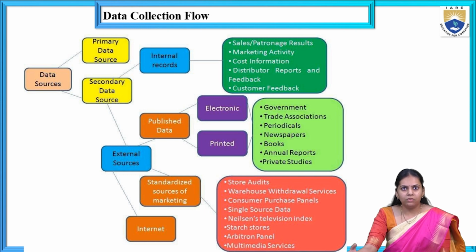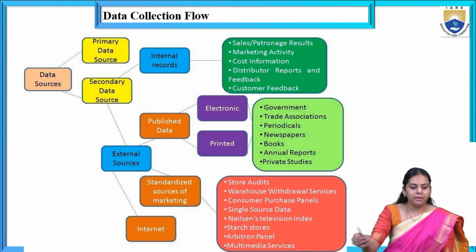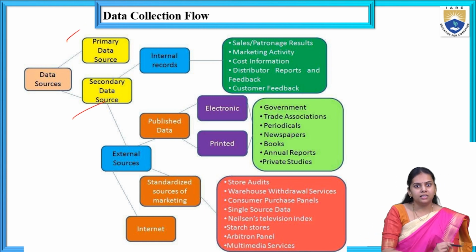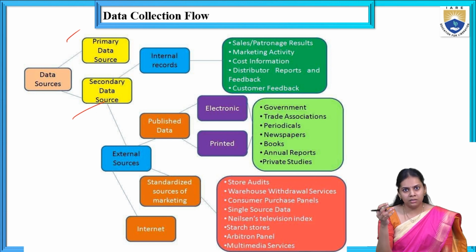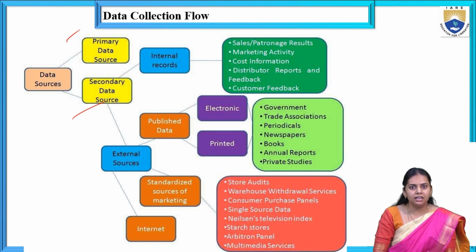So this is the data collection flow, because here the major origin is the data sources, which are split into two types. One is primary data, the other is secondary data source. What is primary data? Primary data is always the first-time collected data, which is original according to their requirement. Whereas secondary data is collected by someone else, which we use because it is relevant to our work.